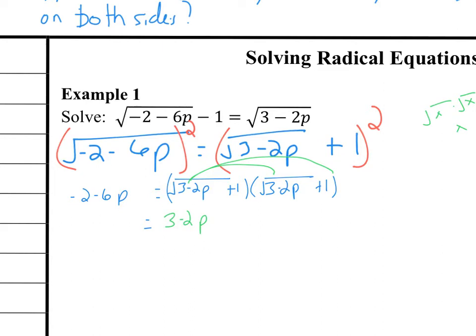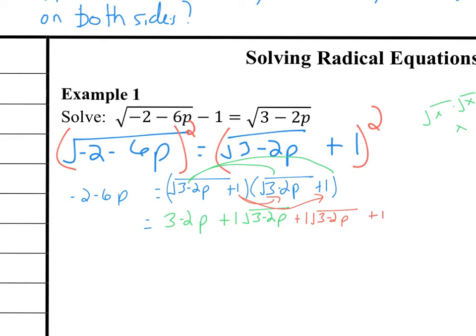The not so nice part is the next part, when I multiply square root of 3 minus 2p by 1. So remember, it's innie, outie, outie, so it's a positive 1 and then square root 3 minus 2p. You don't really have to write the 1, I just like to. Makes it easier sometimes for people to see what's going on. Now I have to multiply the 1 by the square root 3 minus 2p, so again another plus 1, and then square root 3 minus 2p. And then the last thing I multiply is the 1 times the 1, which hopefully is 1.